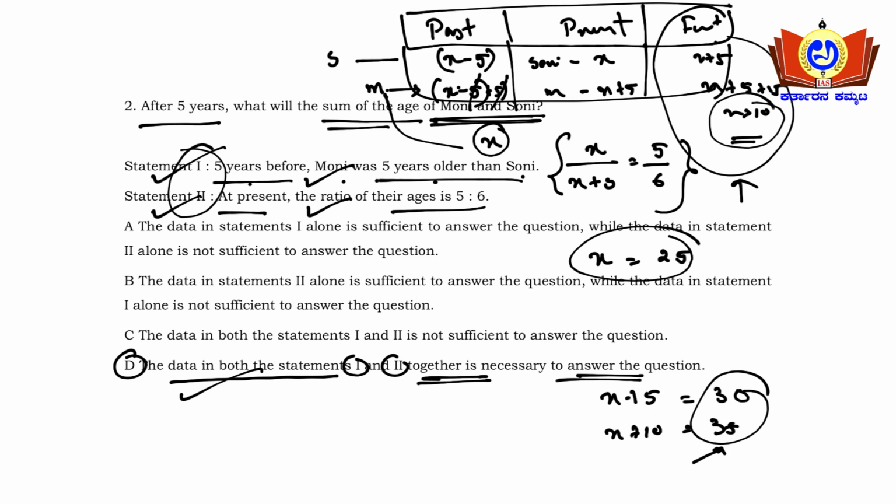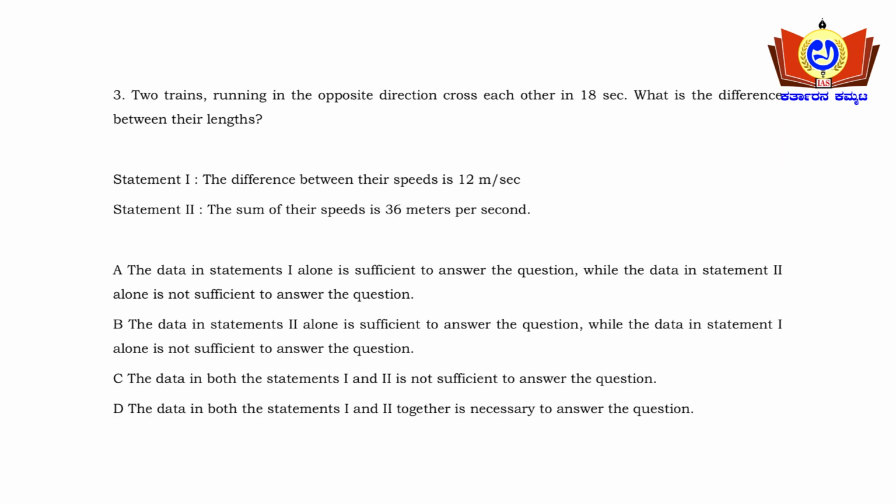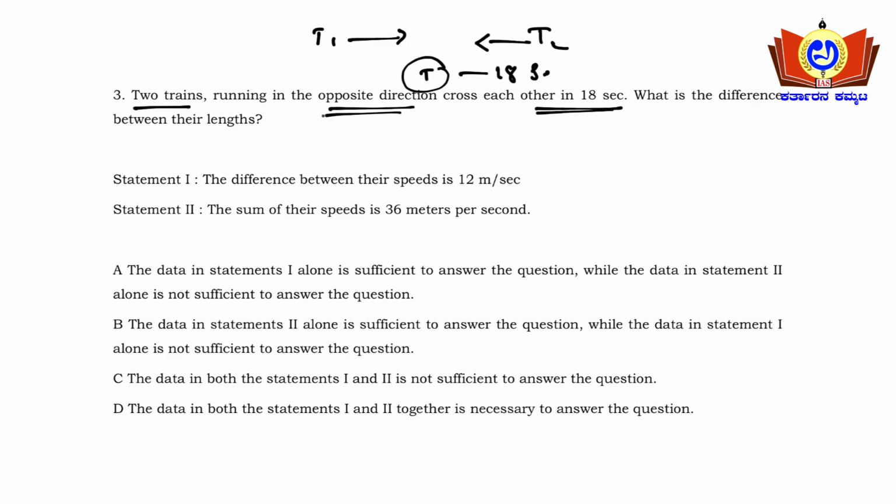So moving on to the next question. Two trains running in the opposite direction cross each other in 18 seconds. So train 1 is moving like this and train 2 will be moving in the opposite direction, and the time given to cross each other is 18 seconds. What is the difference between their lengths? We need to find the length of train 1 and the length of train 2, then subtract L1 minus L2.